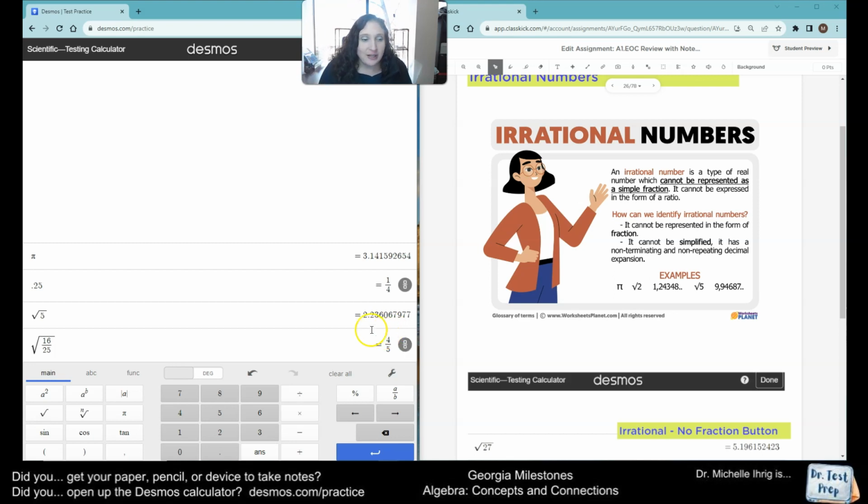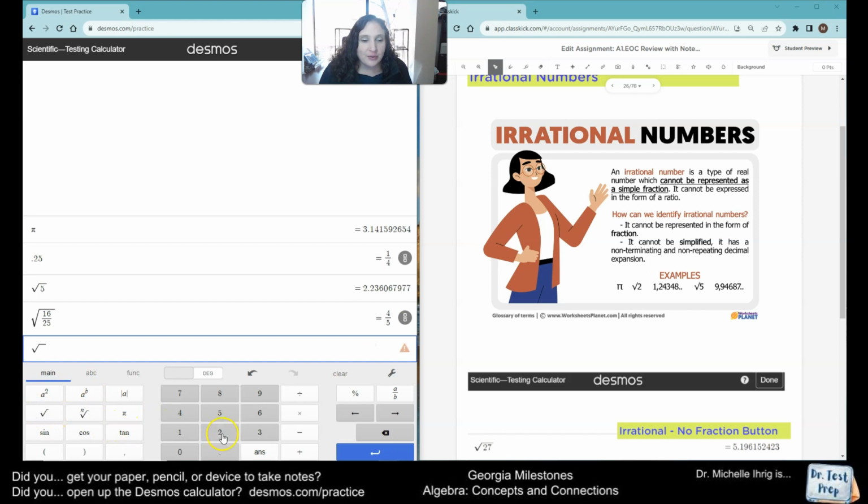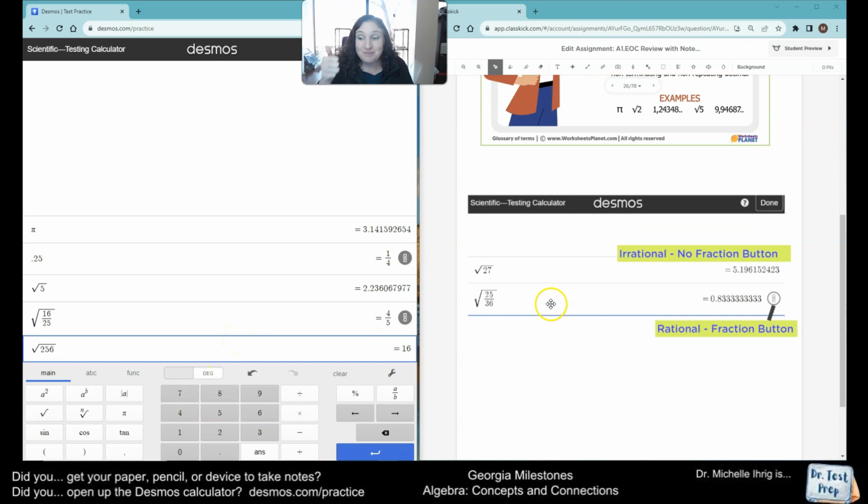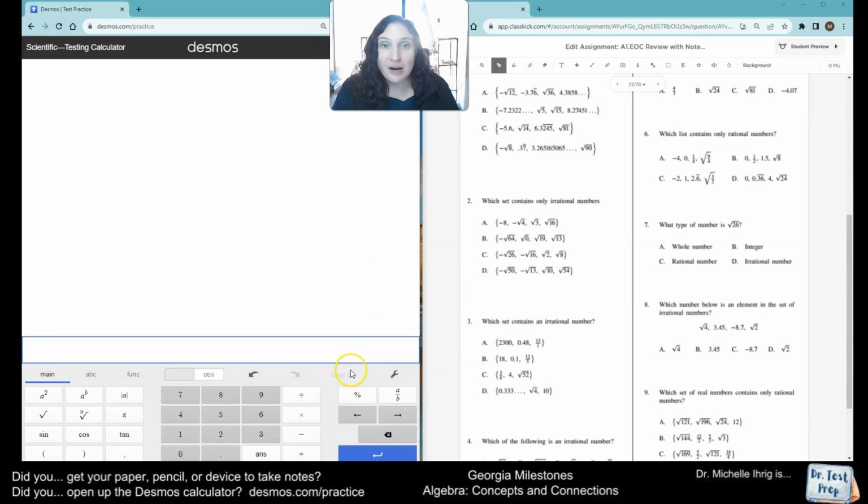You don't see the fraction button? It's irrational. Let's say I give you something huge, like the square root of 256. It's a whole number, it doesn't have a fraction button, but it doesn't have a decimal. So that works. That's a natural number, that's a whole number, that's an integer, that's a rational number. All of those things check. If you don't know what I'm talking about, find the real numbers video. So it's that simple. Fraction button, rational. No fraction button, irrational.